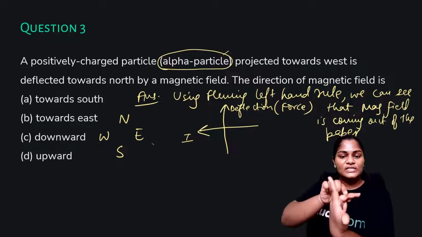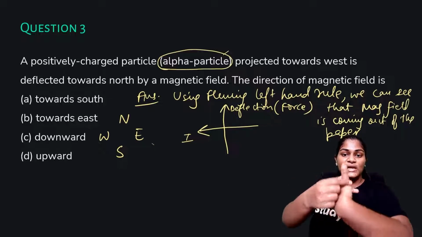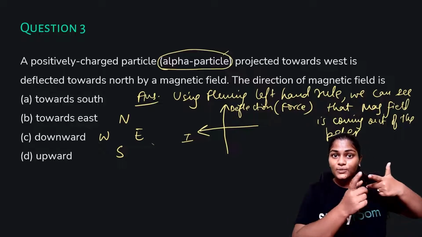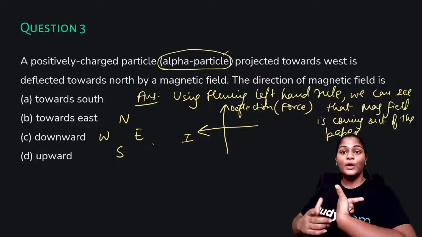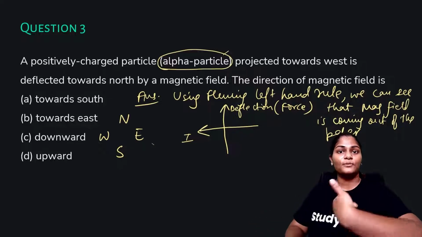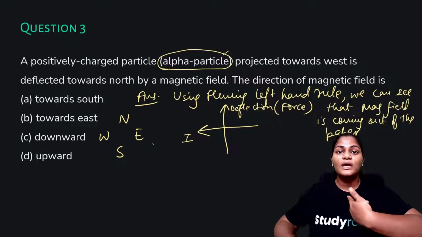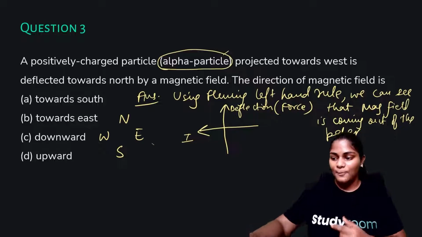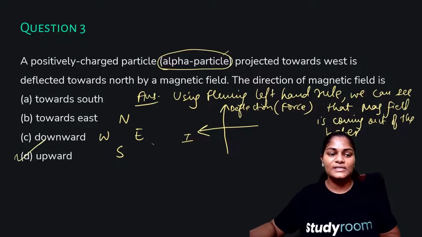Okay. So this is my current. My force is upwards, right? So I can see that my index finger, which is the magnetic field, is pointing towards me, which means it is coming out of the screen for me, coming out of the computer screen for me. So for you, it will be coming out of the paper. So it will be going upward. So my correct answer is D.